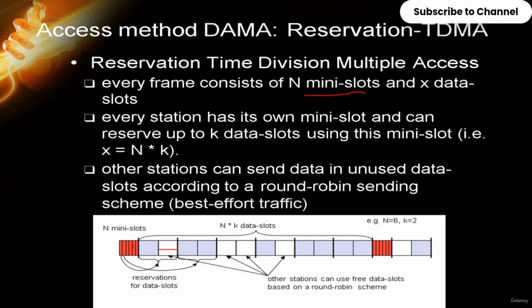Other stations can send data in unused data slots according to round robin scheduling. In round robin scheduling, each and every channel is given a particular time, and in that time it will occupy the channel. Then once the time slot is over, the next channel will come. Likewise in round robin scheduling, using this formula, the reservation takes place for a particular time slot.